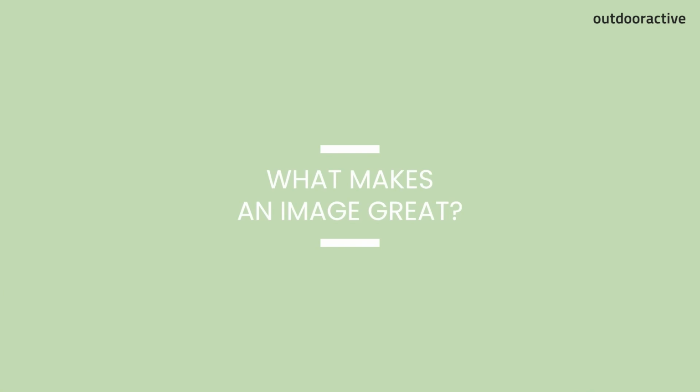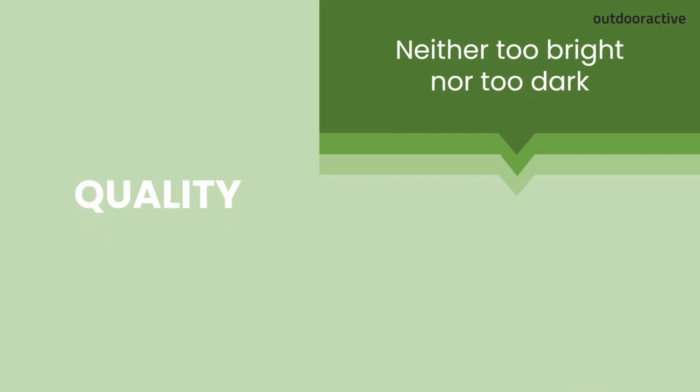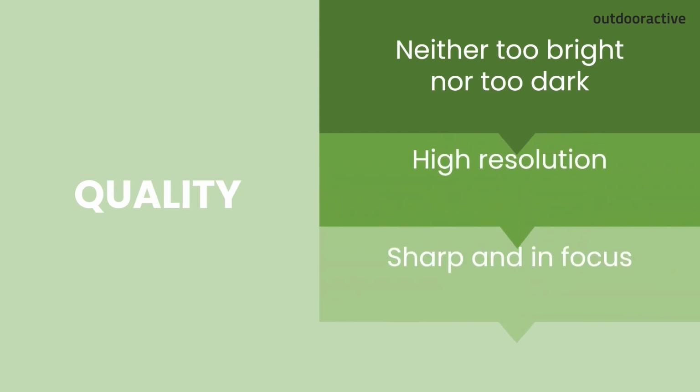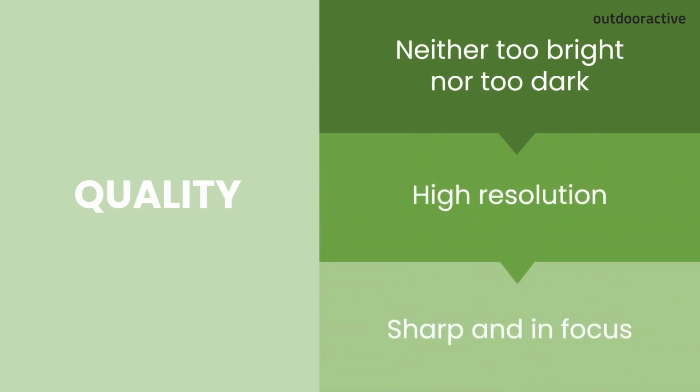The question that remains is, what makes an image great? There are 4 basic rules to this, in ascending order of importance. First, quality. Even though there is no need for professional equipment, your pictures should still meet some basic levels of quality. Neither too dark nor too bright, a resolution high enough so it doesn't appear pixelated, and not blurry, but well in focus. In the next section, you will see that you do not need to be a pro to meet these criteria.